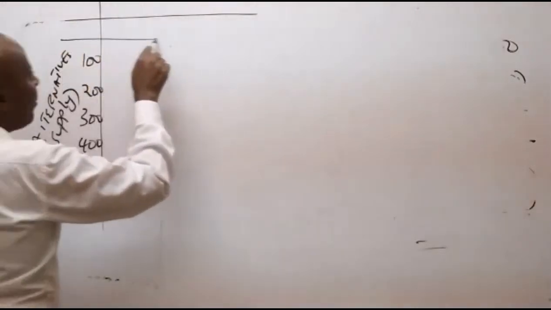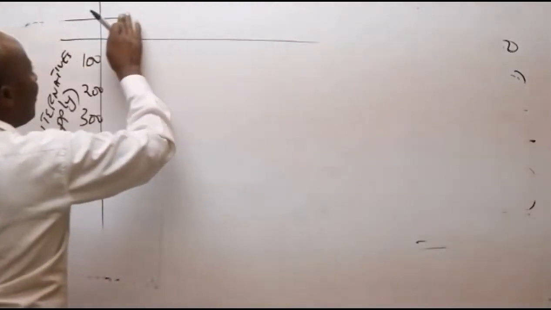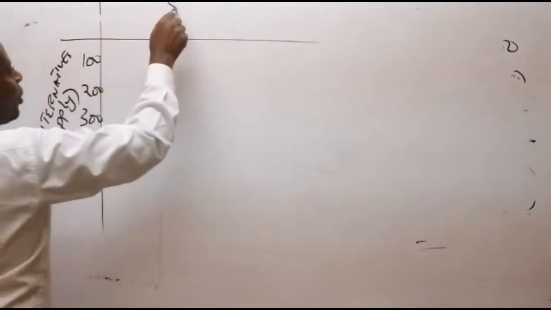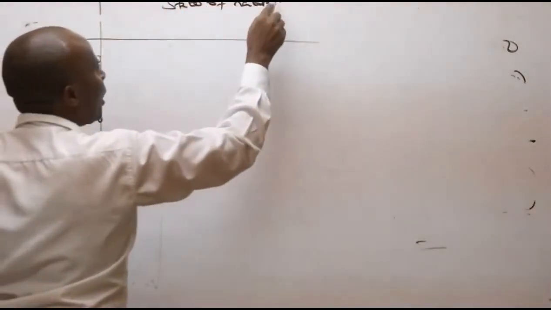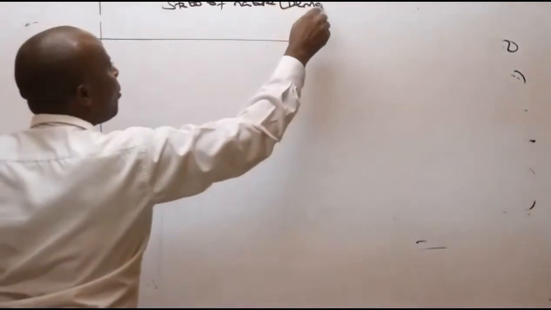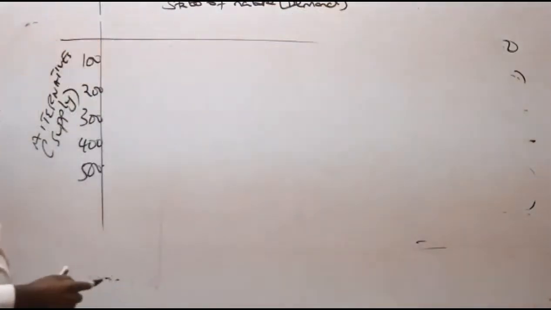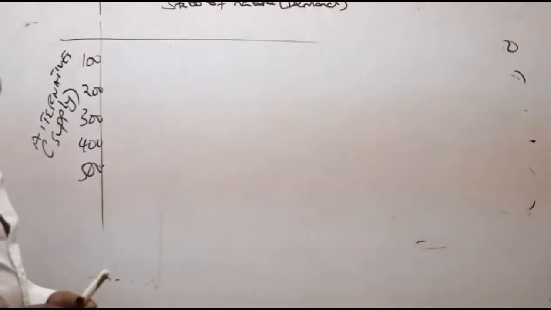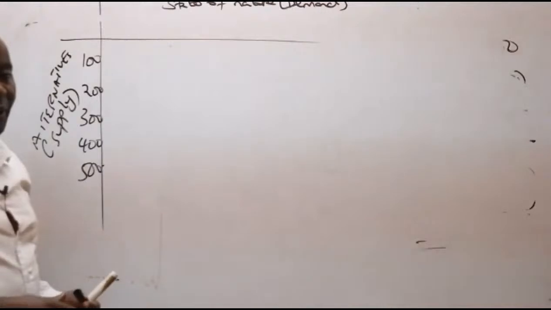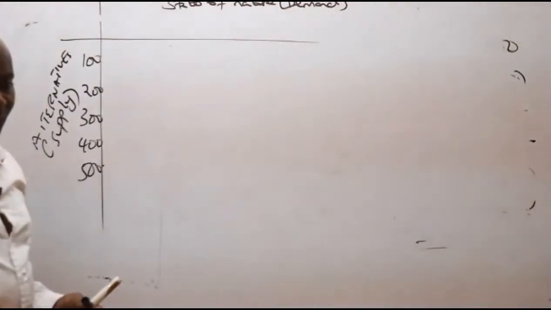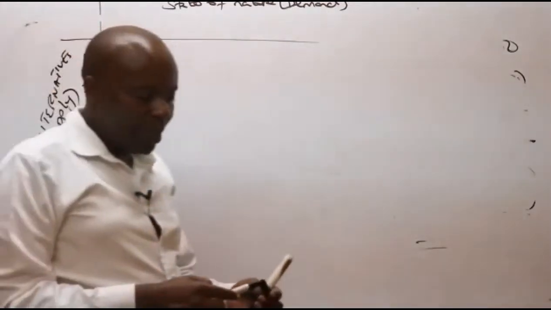And then remember, ladies and gentlemen, here we have what we call states of nature. States of nature will be what we are not able to control. So our states of nature, ladies and gentlemen, will be what here? Will be demand. States of nature here will be demand.